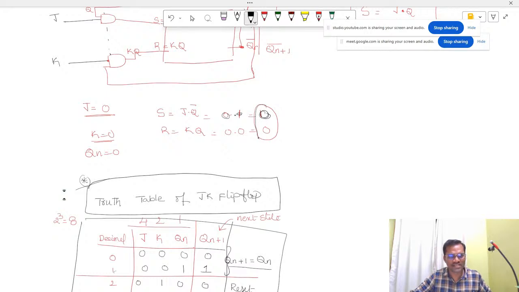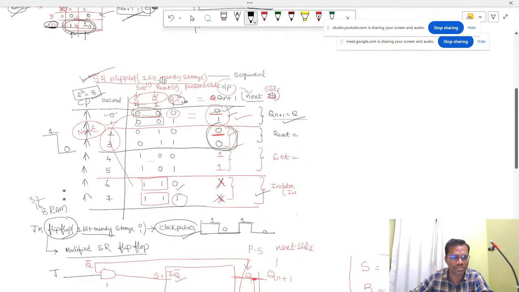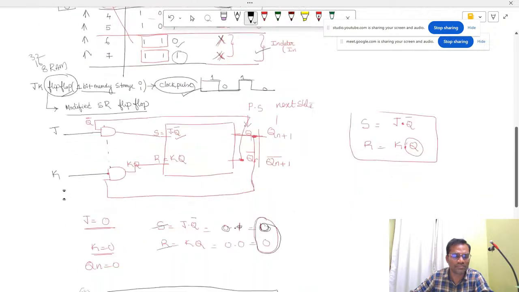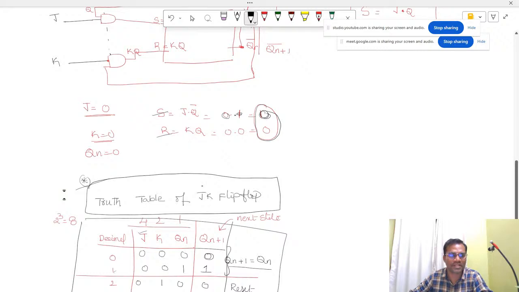So when SR flip flop, what are the inputs of SR flip flop? 0, 0. So SR flip flop is 0, 0. What is the output? 0. So therefore here also, whatever SR flip flop got with 0, 0, the same output you are also going to get in the form of JK flip flop. Now let us try to take one more input.